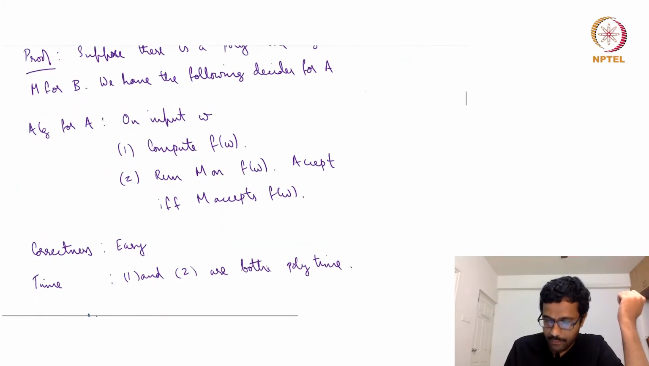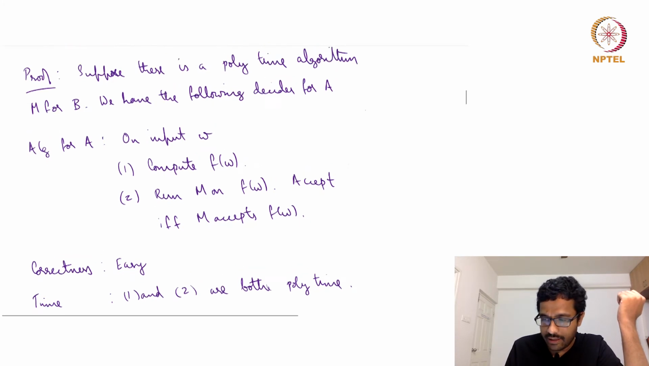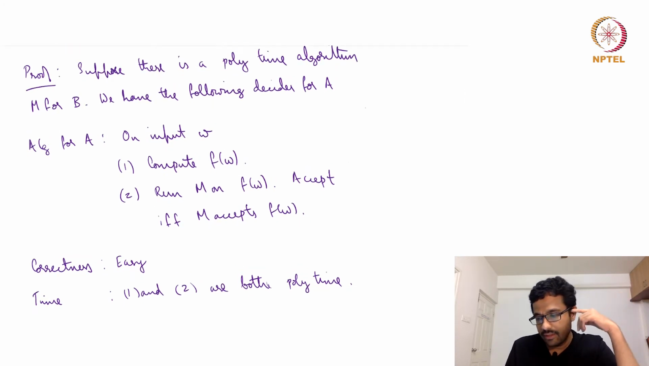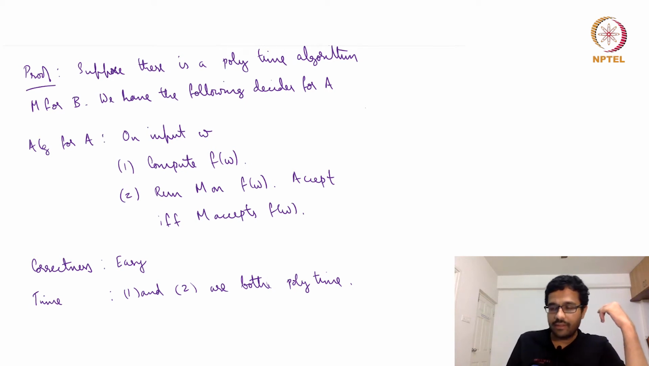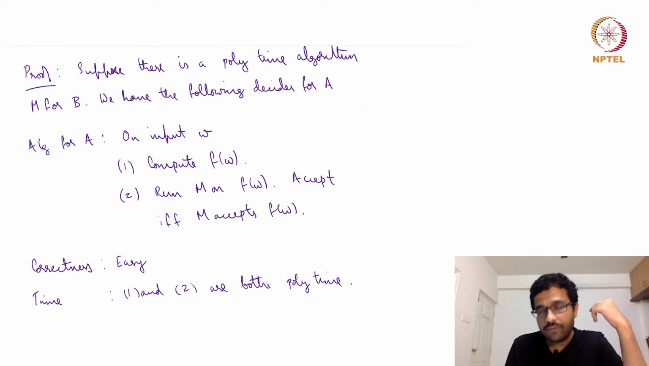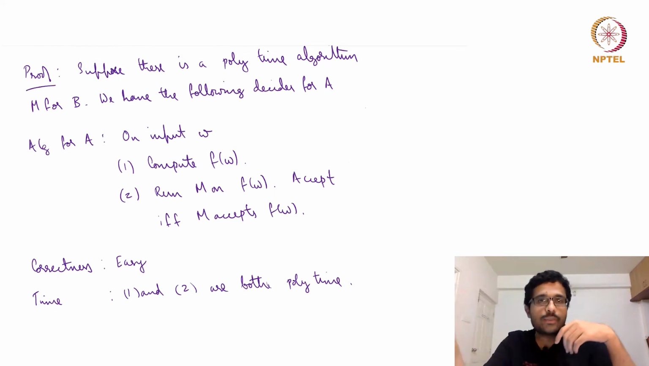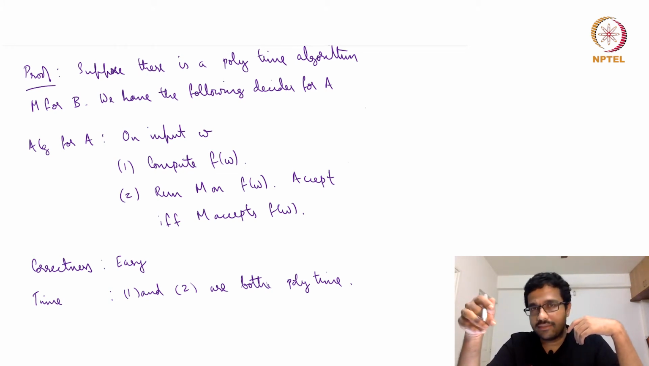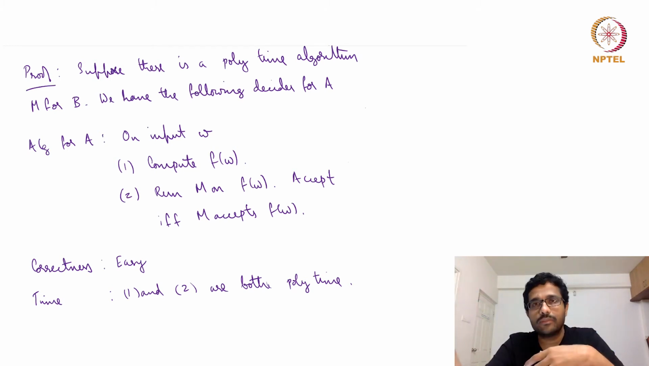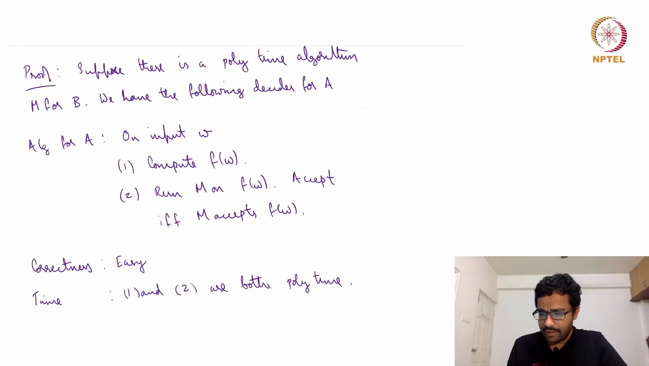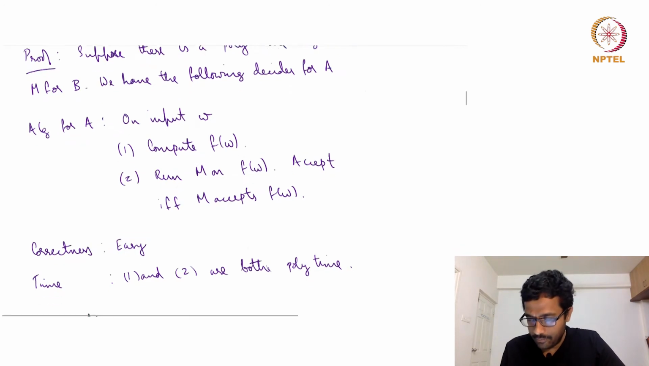Given W, you compute f of W and run M on f of W, where M is the decider for B. You accept W if and only if M accepts f of W. So basically you test whether f of W is in B and use that to decide whether W is in A. If W is in A, f of W is in B. If W is not in A, f of W is not in B. This is something that we know because that's a property of the reduction. And so the correctness is just what I said.